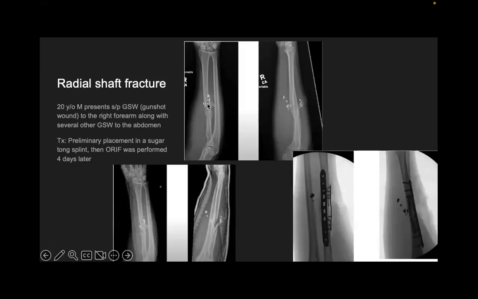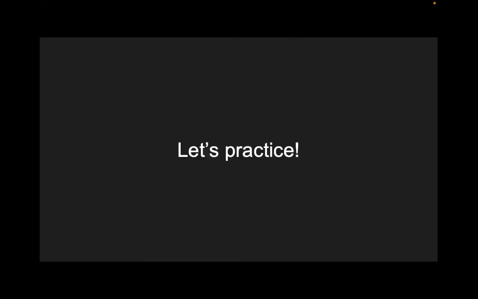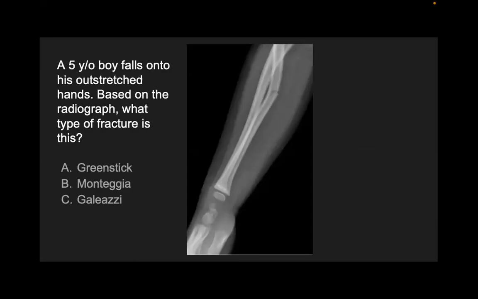Questions? All right, so last couple things. These are going to be just some quick practice questions to learn about, again, the fractures that we talked about, if we can remember their classifications and their names. So who wants to take the first question? All right. 5-year-old boy falls onto his outstretched hand, and what do we see?